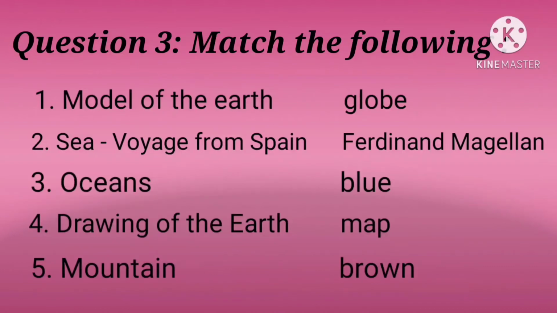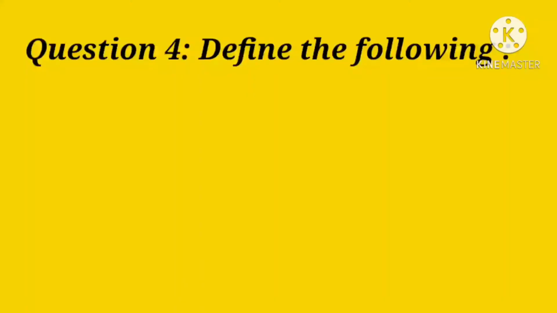Now the fourth one is drawing of the earth. As you know, in our map, we will draw our earth. So what is the correct answer? That is map. Fifth one is mountain. As you know, what is the color of our mountain? It's always, or most of the time, brown. So this is our match the following. I have explained it also. Okay? So with this we have completed our question number 3.